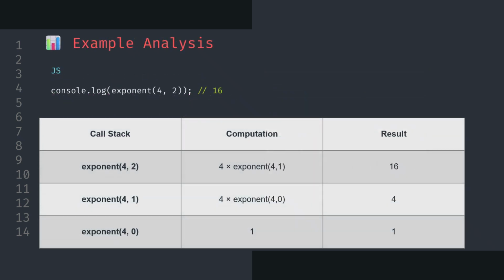Let's walk through an example with a base 4 and exponent 2. First, call 4 times exponent, 4 and 1. Second call, 4 times exponent, 4 and 0. Third call, 1, base case. Multiplying back up the stack gives us 4 times 1 is equal to 4. Then 4 times 4 is equal to 16. So 4 squared is equal to 16.